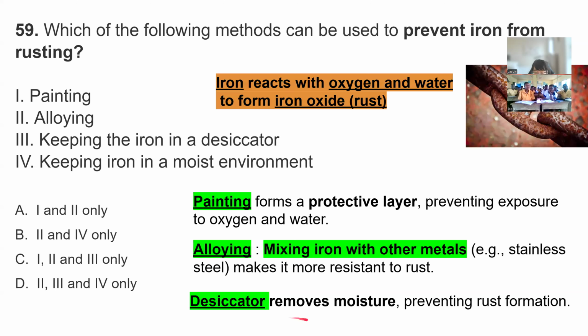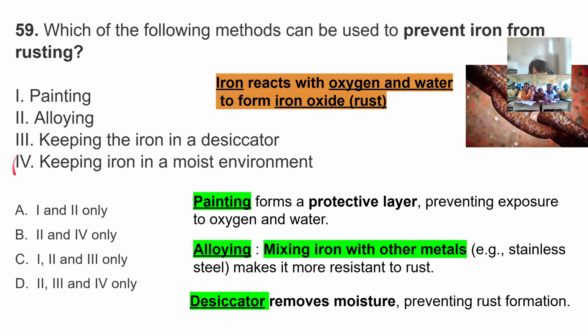A desiccator actually removes moisture, preventing rust formation. To form rust, we need oxygen and water, and without water, rust will not form. So a desiccator removes moisture and it prevents rust.